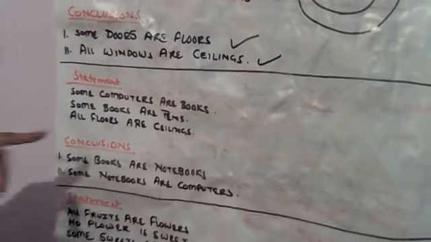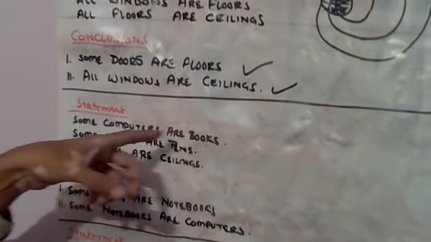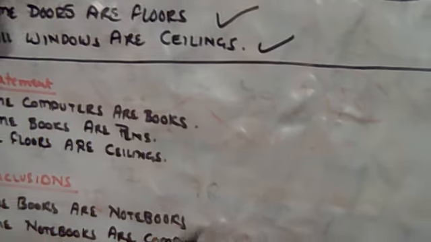Let's check out the second question. Over here, the second question says, some computers are books. First of all, for some computers, what did I say?